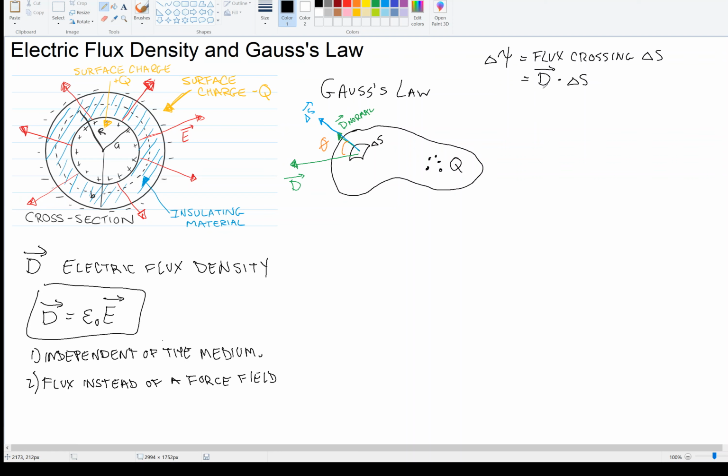And so what we end up doing here is we take the dot product. Now, this is only the flux through that little incremental surface area. The total flux through a closed surface is D dot dS. And what we just found from Faraday's experiment is that that is equal to Q enclosed. So we have a closed surface integral, and this integral is equal to the enclosed charge. That's Gauss's law.